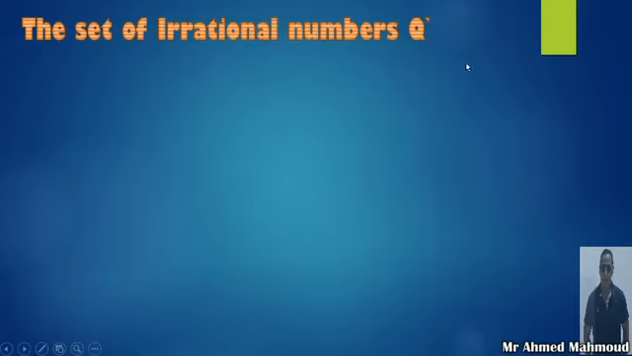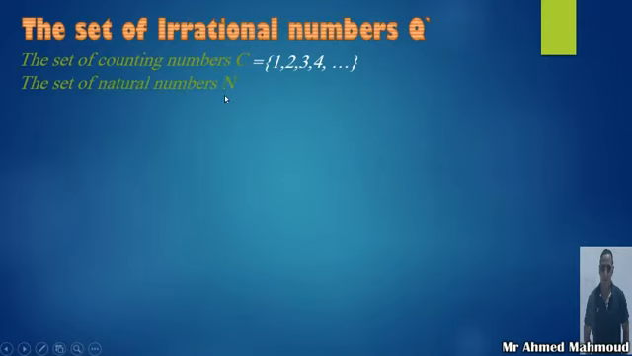But first, before explaining the meaning of irrational numbers, we need to remember the sets of numbers. The first set we studied before is called the set of counting numbers. This set includes 1, 2, 3, 4, 5, and so on. Okay, the counting numbers start from 1. And next we are going to study the set of natural numbers, which starts with 0, which is 0, 1, 2, 3, 4, and so on.